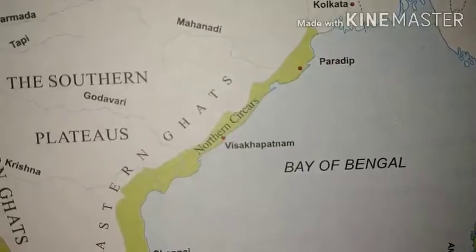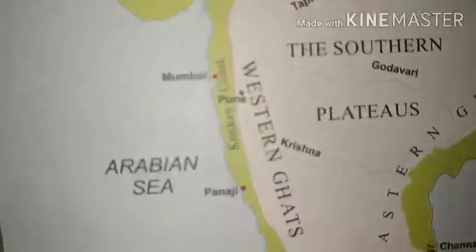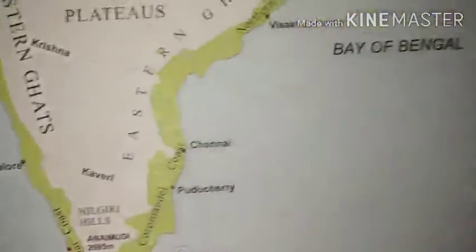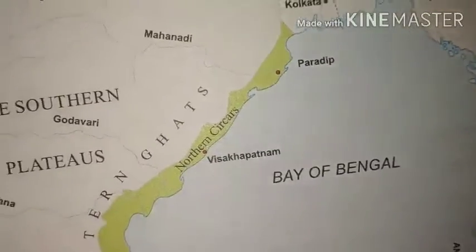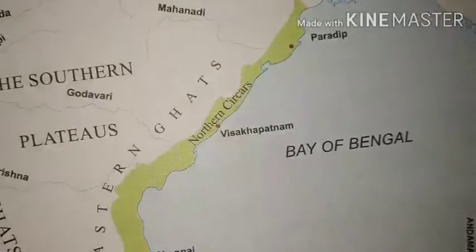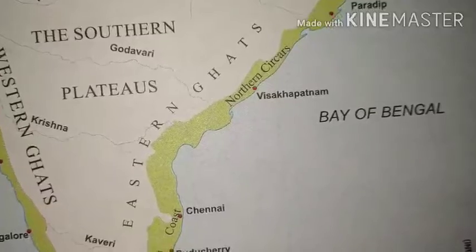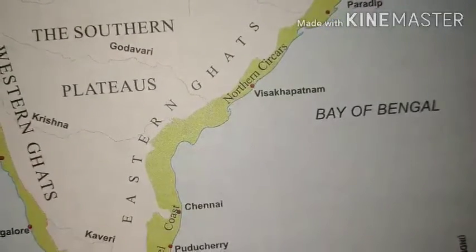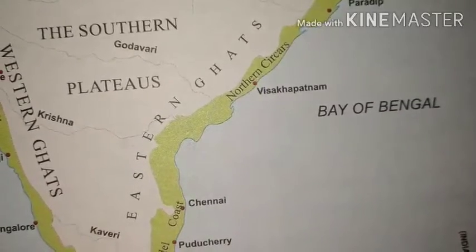Alright, the area is much wider than the western coastal plain. If you compare, this is the western coastal plain. You see here, that is the Konkan coast, the Malabar coast. Now see this side, the Coromandel coast, and the Northern Circars. So this eastern coastal plain is much wider compared with the western one, and the western coastal area is indented and the sea is deep, hence seaports such as Mumbai, Marmagao, New Mangalore, Kochi, etc. are found here.